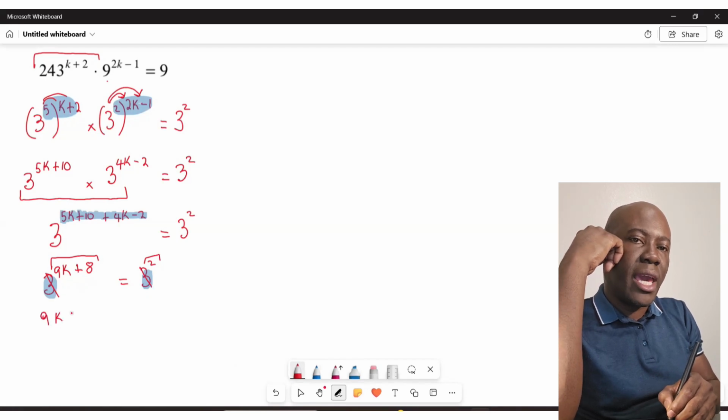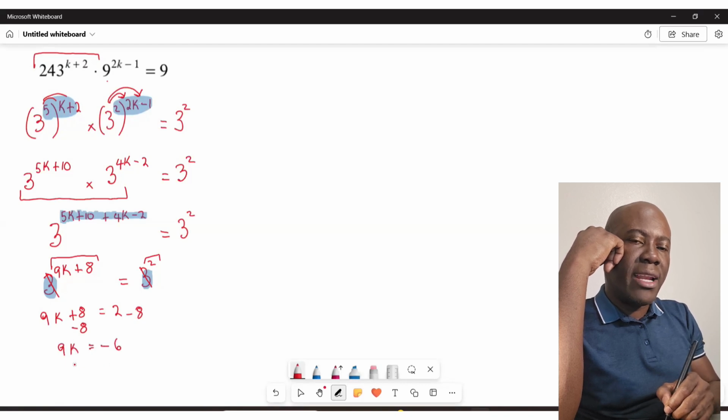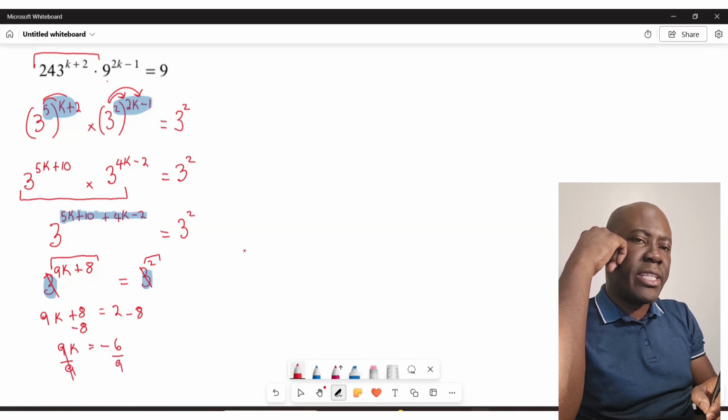So 9k plus 8 is equal to 2. And then we're going to subtract 8 from both sides. So 9k is equal to negative 6. And then dividing both sides by 9, so that the k could stand alone. So typically we have k is equal to negative 6/9.